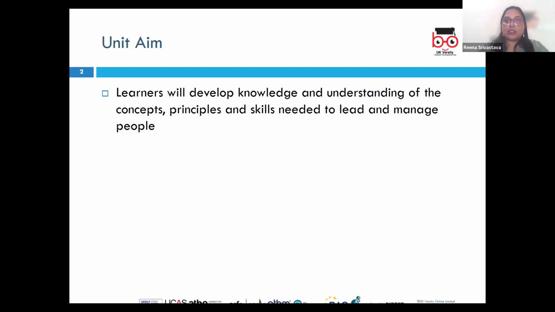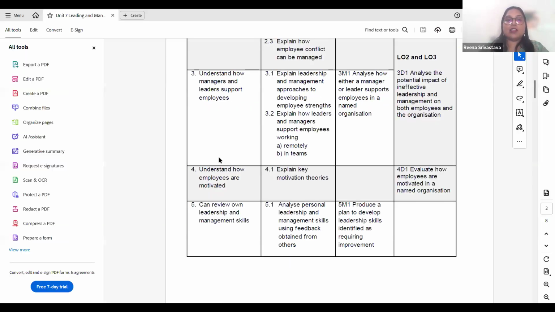Now, let's take a look at the unit specification. For LO3, we have two pass tasks, one merit task and one distinction task. That means 3.1, 3.2, 3M1 and 3D1.